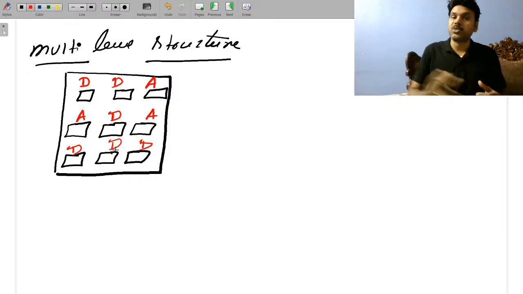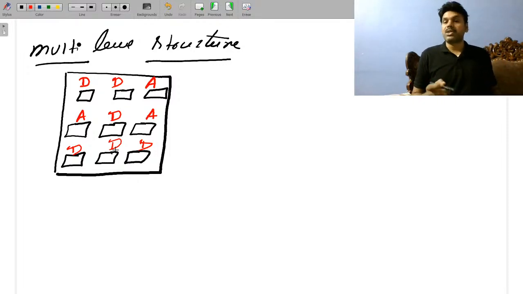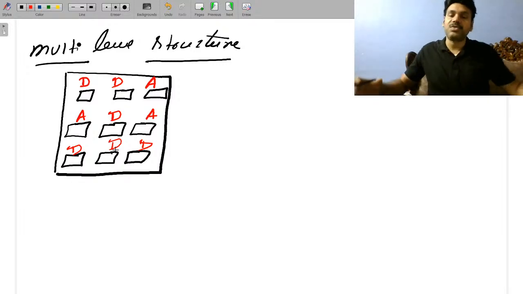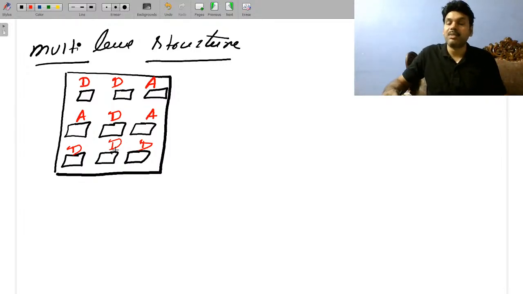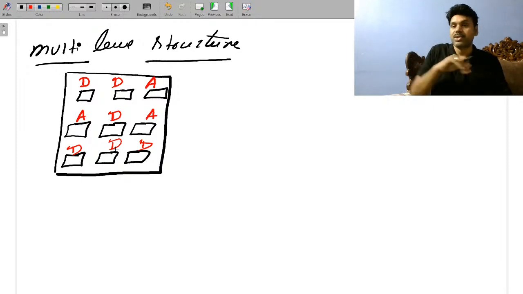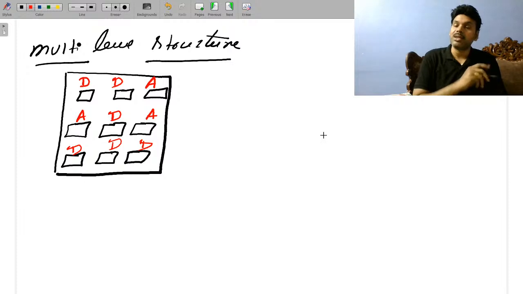You can call it the expansion. This multi-level structure is useful whenever you have large file systems. So when you have a large file system, there is a requirement of what? A multi-level structure like this. In a multi-level structure, the advantage is that the wastage of space is going to be reduced. How?